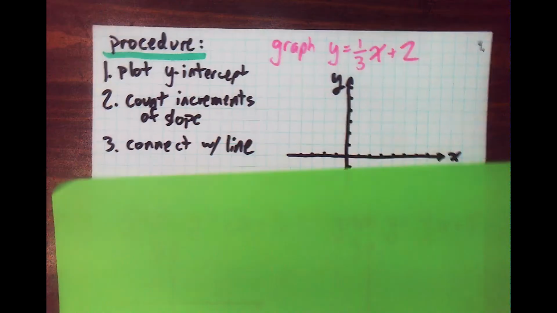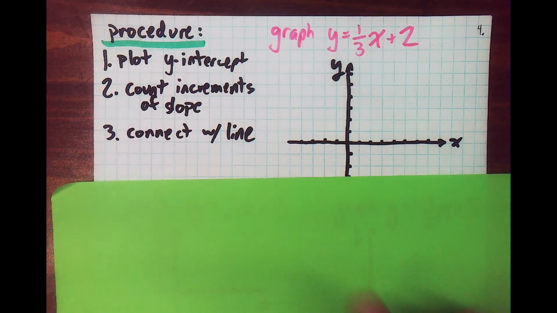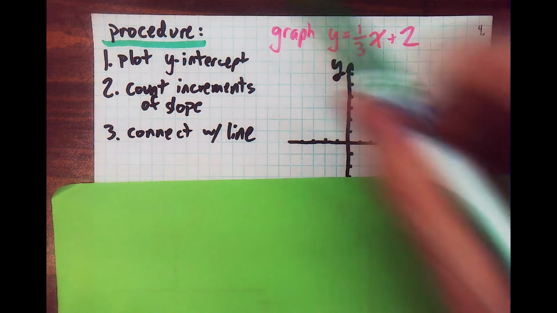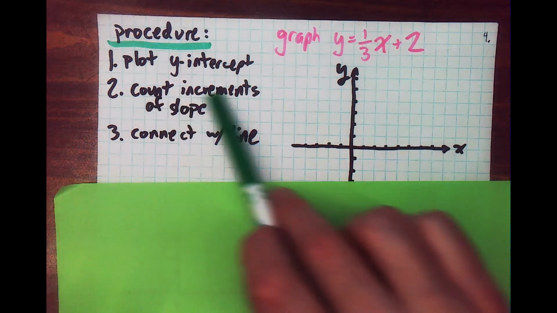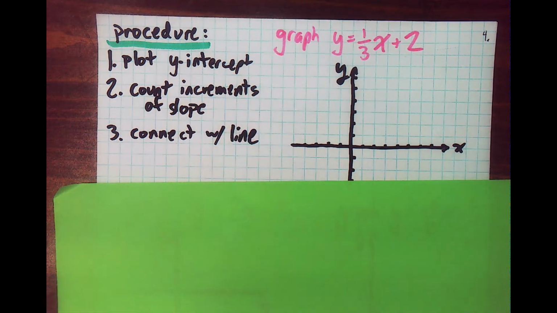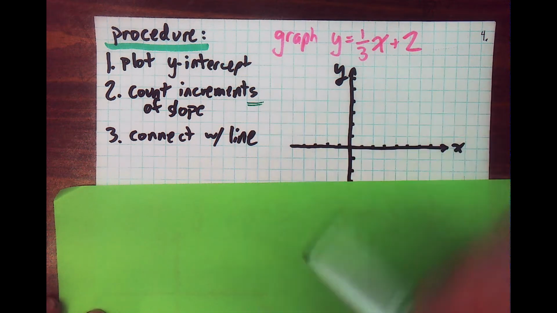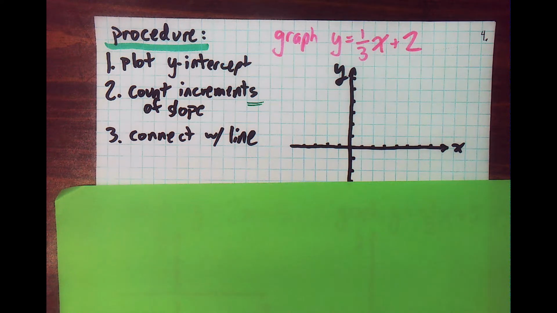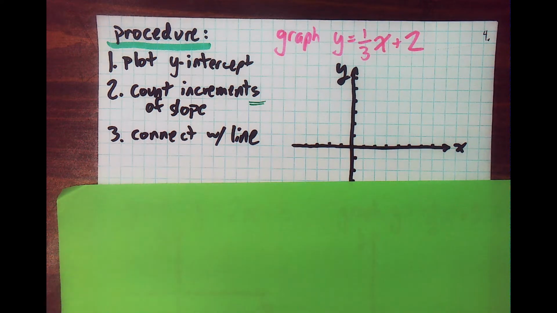And I've recopied our procedure in sort of a shorthand way. The very first thing you're going to do, and this is really important, you get this procedure down. You're going to plot a point at the y-intercept. Then you're going to count increments of the slope. And notice I'm saying increments. I strongly recommend you count multiple dots so you can draw a line through multiple dots. And then you're going to connect with the line.